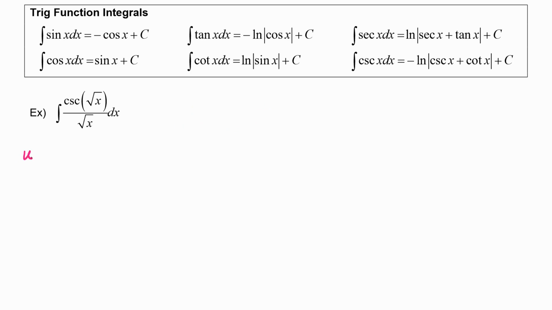Here, we can let u equal the square root of x, which is the inside of the cosecant function. Now we know square root of x is x to the 1/2. Then du is going to equal 1/2 x to the negative 1/2 dx, which means du is equal to 1/2 square root of x dx.